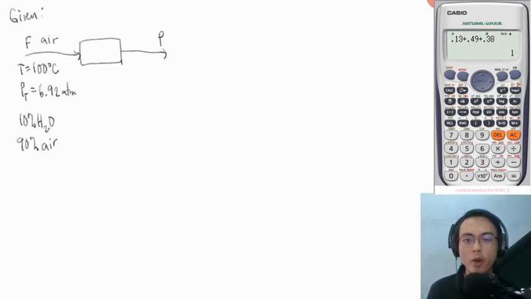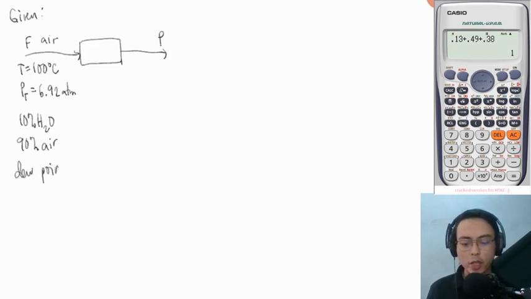What is the dew point of this sample of air? We are still looking at the feed itself. So your feed is 100 degrees Celsius, 6.92 atmosphere. What is its dew point temperature? So how do you get the dew point temperature?